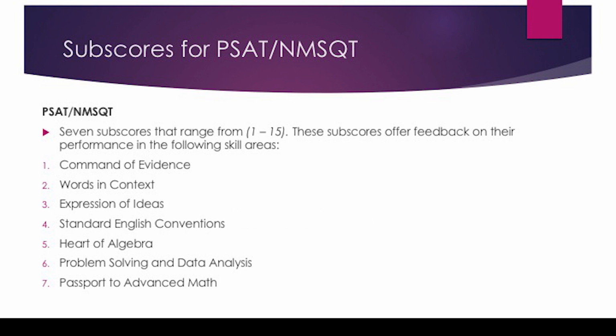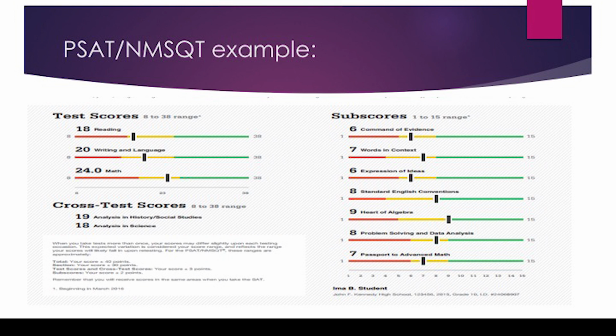Next, you will see 7 subscores. These subscores offer feedback on your performance in the following skill areas: command of evidence, words in context, expression of ideas, standard English conventions, heart of algebra, problem solving and data analysis, and passport to advanced math. Scores in this section range from 1 to 15. This slide shows you how the scores are reported on the results page. Once again, remember that green indicates that you are on track for college readiness, yellow indicates that you are close to being on track, and red indicates that you need to work on these specific skills.